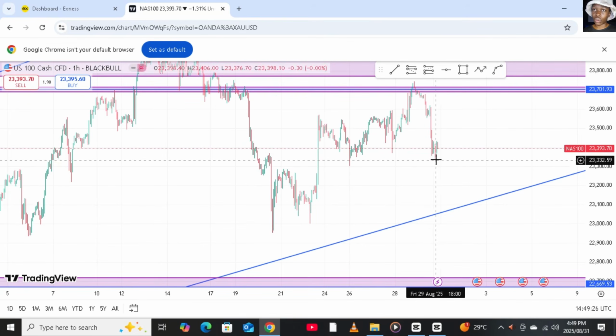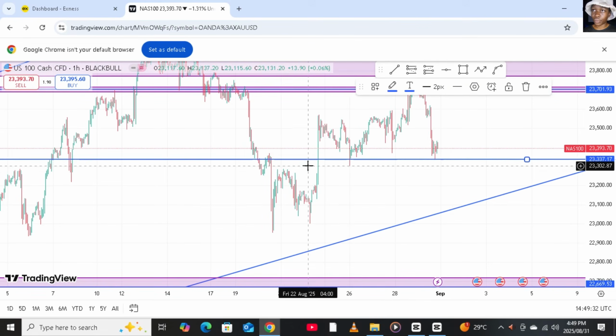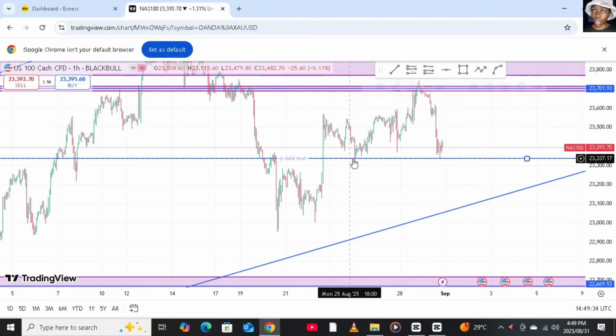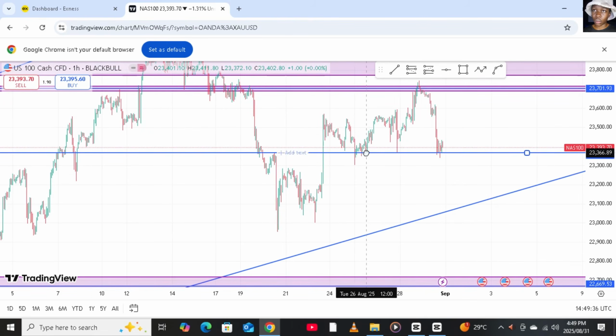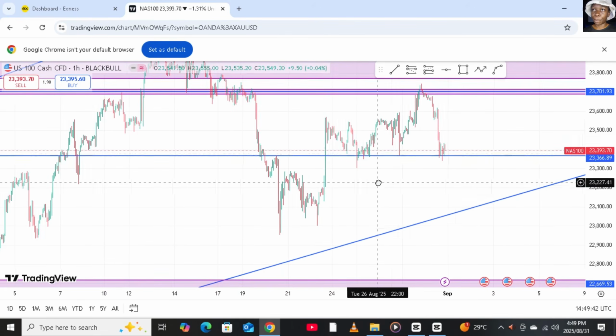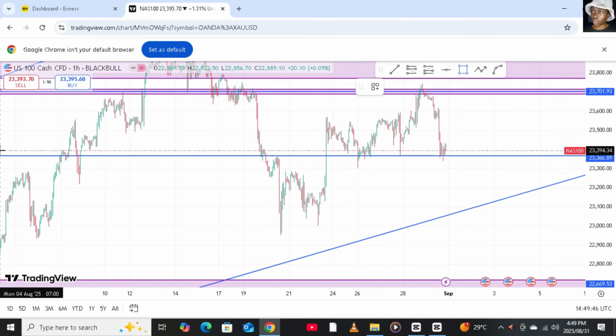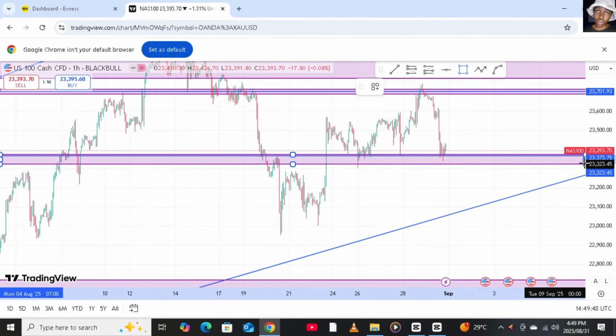So what I'm gonna do is draw a support line over this low right here. Okay, let me just make it like this because we have a touch over here. We have a touch over here. We will have a touch over here. Yeah, let me just make it like this. So mark it as your current support, right?